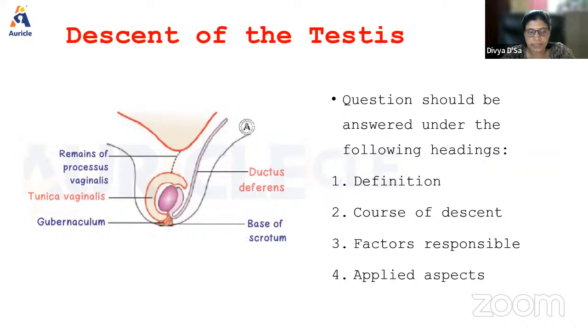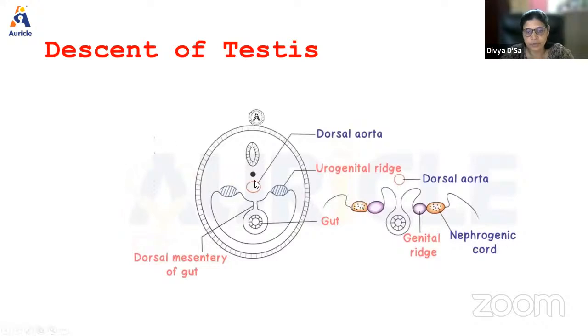So the testis basically develops retroperitoneally in the dorsal, that is the posterior abdominal wall. And it is attached to the medial side of the mesonephric ridge. Now see, this is the posterior abdominal wall. So here we have the urogenital ridge, which will divide into nephrogenic cord and a genital ridge. This genital ridge is the one which forms the gonads. In the males, this genital ridge forms the testis. So it is developed in the retroperitoneum, the posterior abdominal wall.